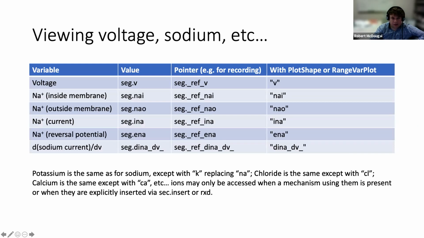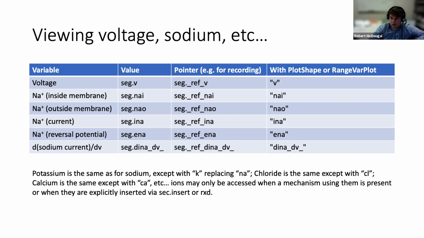We can look at the voltage, sodium. So we've seen before, I think, sodium inside the membrane is nai, sodium concentration outside the membrane is nao, sodium current is ina, sodium reversal potential is ena. Obviously, the same thing is true for potassium, except you replace the Na with the K, or for chloride, except you replace the Na with the Cl, and so forth.